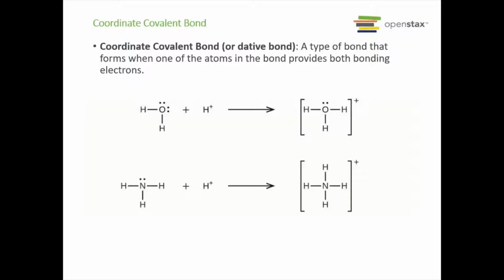So a coordinate covalent bond, or dative bond, is a type of bond that forms when one of the atoms in the bond provides both bonding electrons. So for instance, we have water here reacting with H+, and the oxygen here is providing both bonding electrons when it bonds with this hydrogen. In the ammonia, same type of thing. The nitrogen here has the two bonding electrons that it's providing to grab this hydrogen.